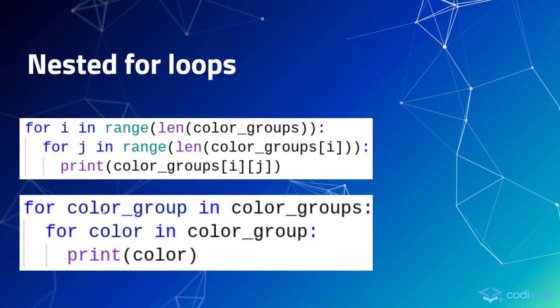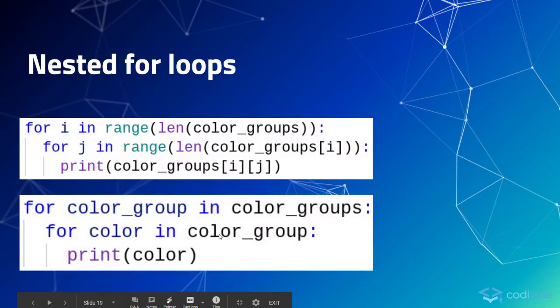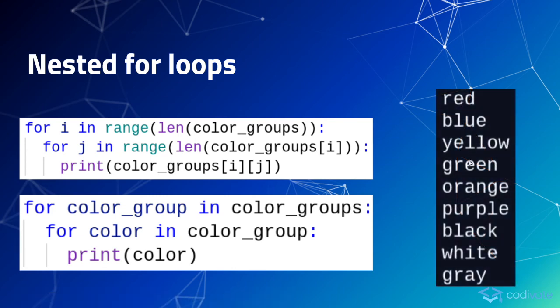The second one is a bit easier to understand. We're basically going through each color group in the color groups list, which will be primary, secondary, and neutral. And within each of those color groups, we'll also be going through each color. This is just an enhanced for loop. Basically, for each list in the list of lists is the outer loop, and the inner loop is for each item in each list. The output for them would be the same. We're just printing all the items in the two-dimensional list.